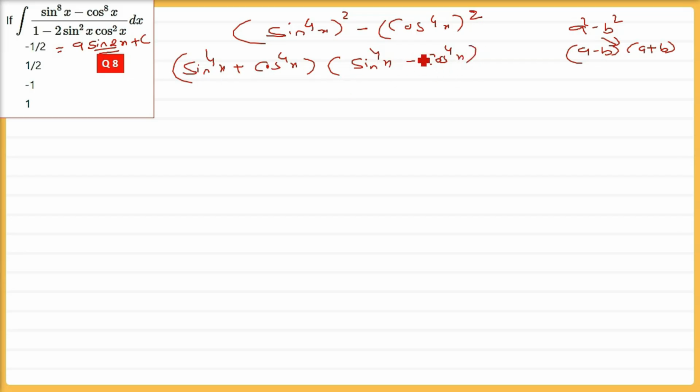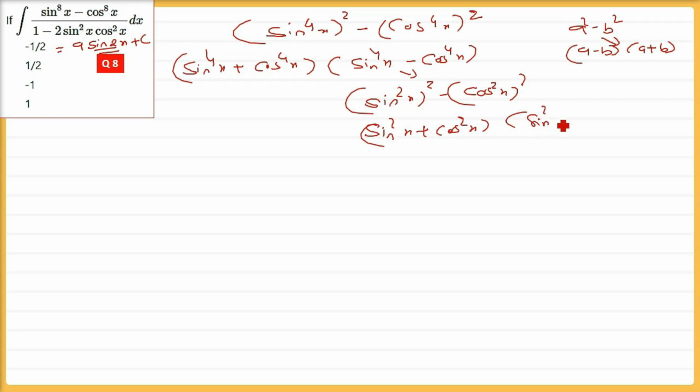We have not finished yet because we still have sin raise 4x minus cos raise 4x. So this can be written as sin square x whole square minus cos square x whole square. Again, using the formula, we will make it a minus b into a plus b. In this case, a is sin square x, b is cos square x. You know that sin square x plus cos square x is equal to 1, so we can just eliminate it. Now first is this one, second is this one.